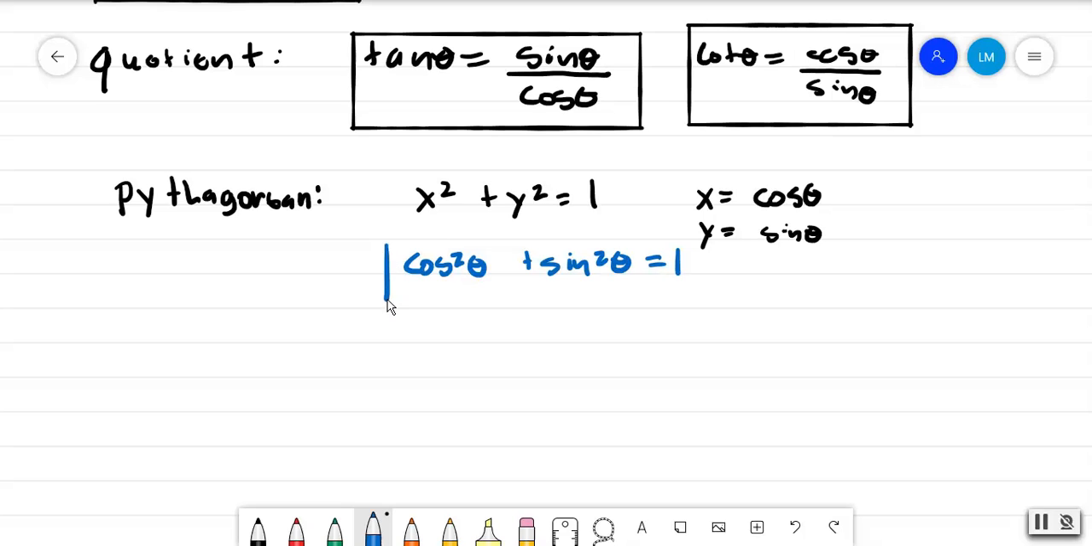This is actually one of the most fundamental identities that you'll ever work with in regards to the Pythagorean identities. Cosine squared plus sine squared is equal to 1. Now, others will say sine squared plus cosine squared equals 1, but it's really the same thing.